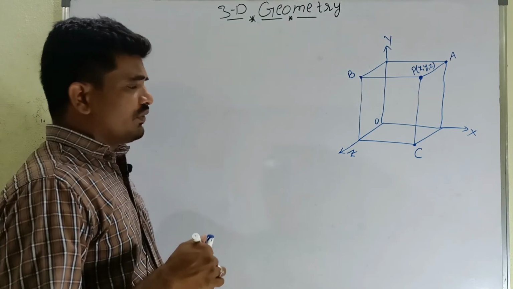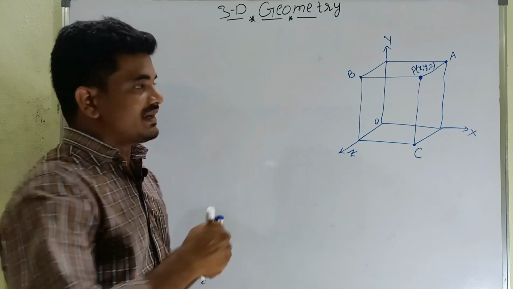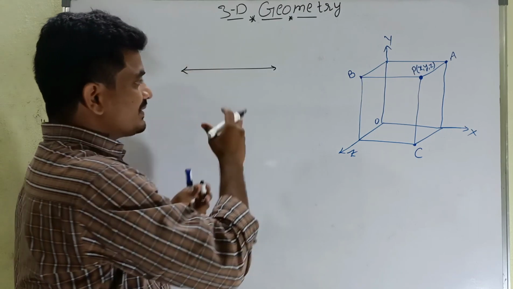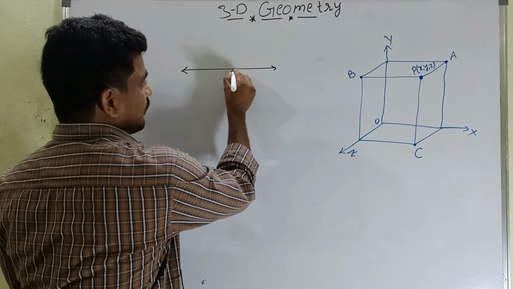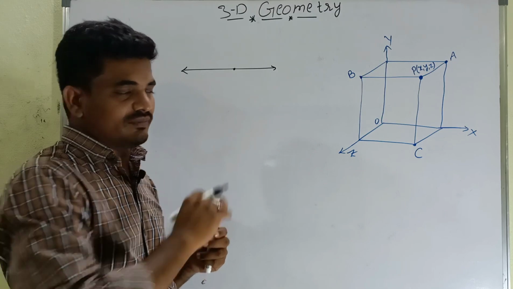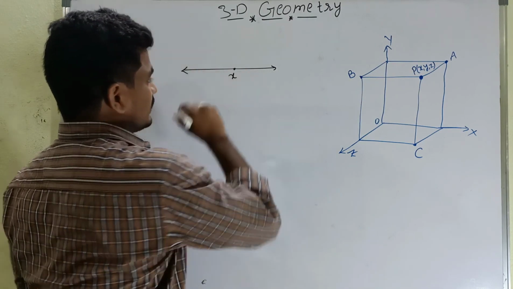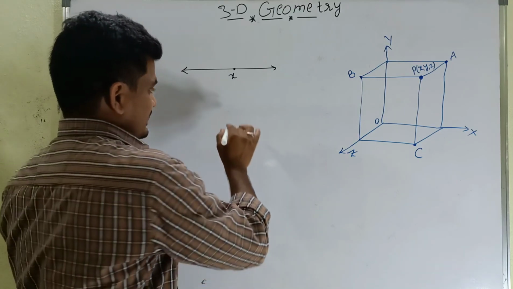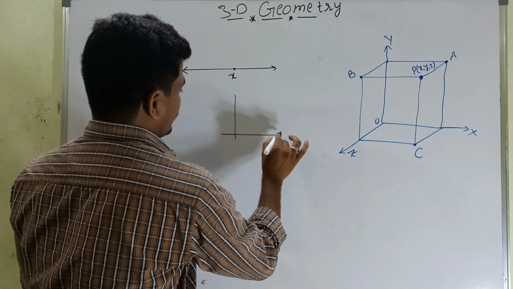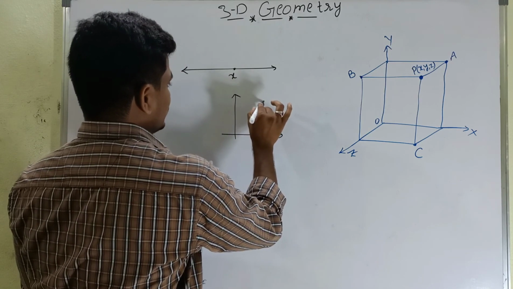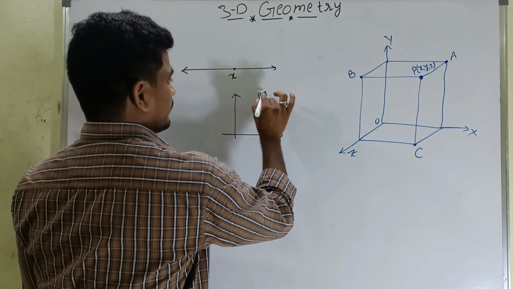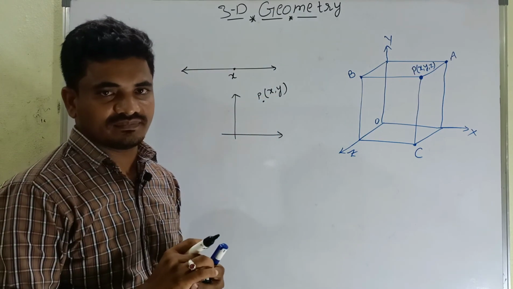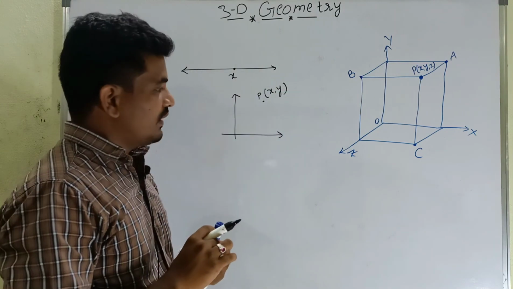So let's see. If you locate a point on a straight line, for example, on this straight line, we need one real number, just like x. And if you locate a point on the coordinate axes in two dimensions, let us take this point B, to locate this point we need two real values, x and y.